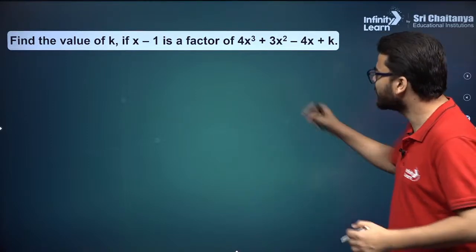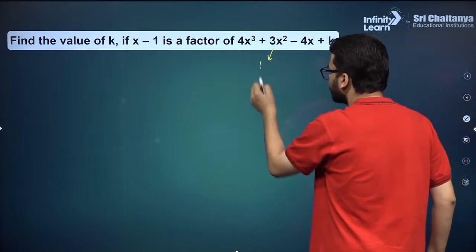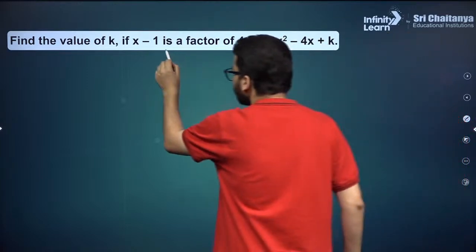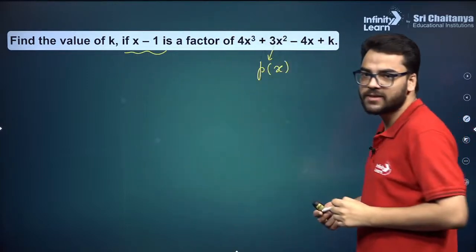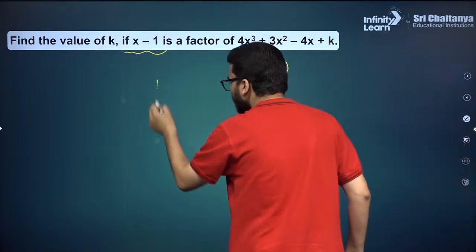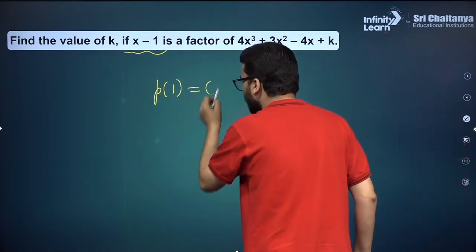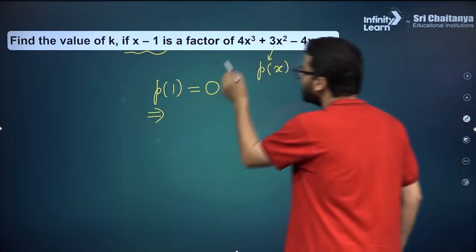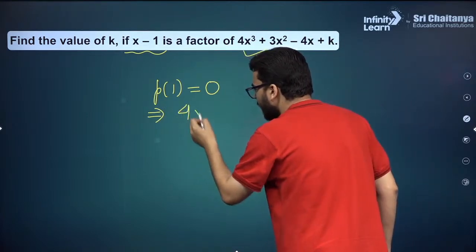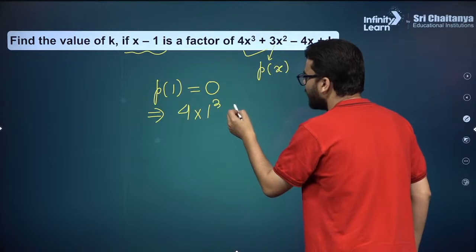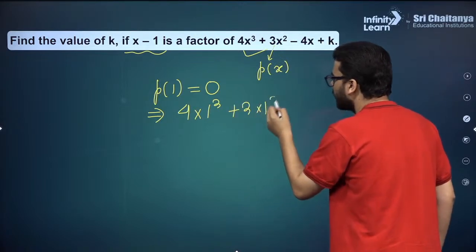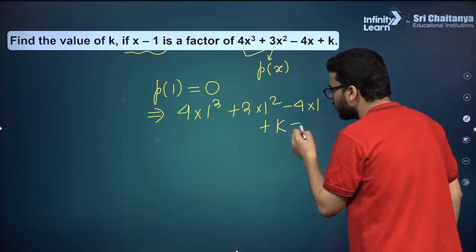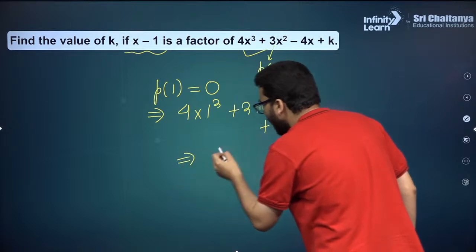So over here, just suppose the name of this polynomial is p of x. Now it is given in the question that x minus 1 is a factor of this polynomial. So using the factor theorem, I can say that p of 1 is equal to 0, because x minus 1 is a factor of this polynomial. It means in place of x in this polynomial, I can put 1, plus k, that is equal to 0.